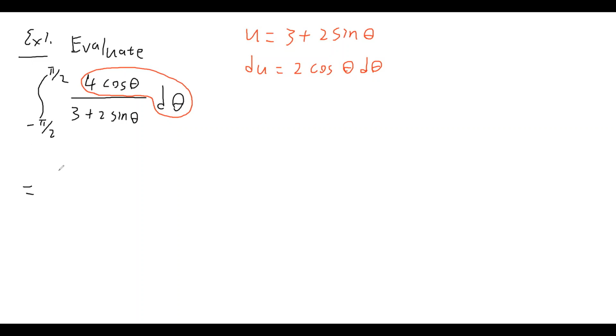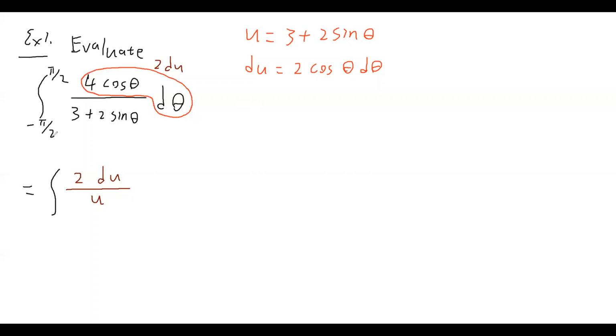Is equal to. I'm not going to worry about the bounds yet. We'll take care of that after we finish this part. All right, so the numerator, 4 cosine theta, but du is 2 cosine theta. So we have 2 times du, right? That includes d theta as well. So this whole thing in the red circle, that is 2 du. All right, all over 3 plus 2 sine theta, that is just u. Okay, we have the du right here. We have the u.